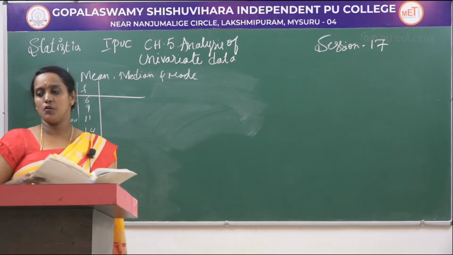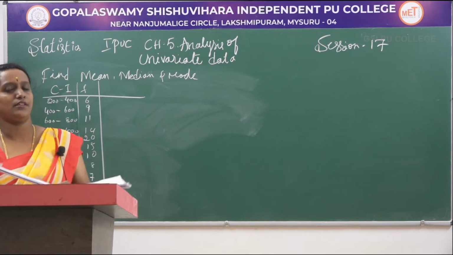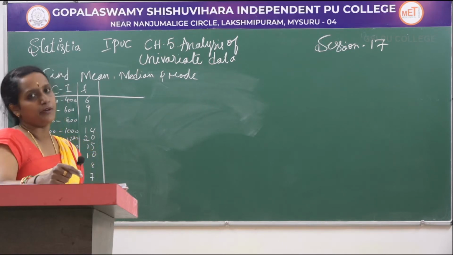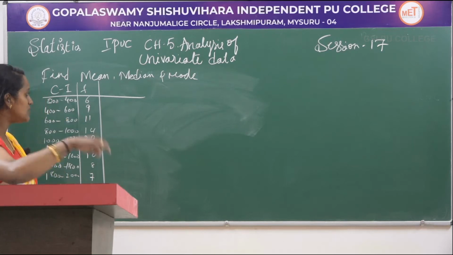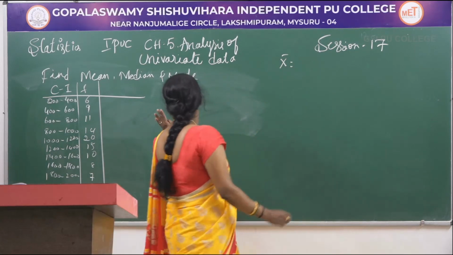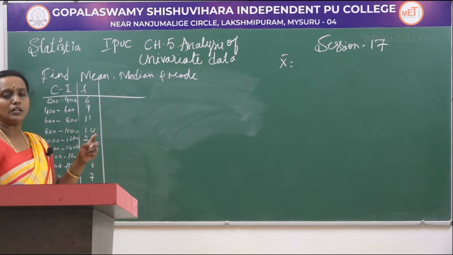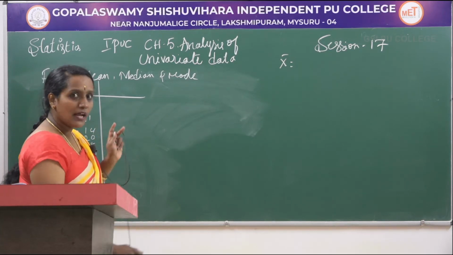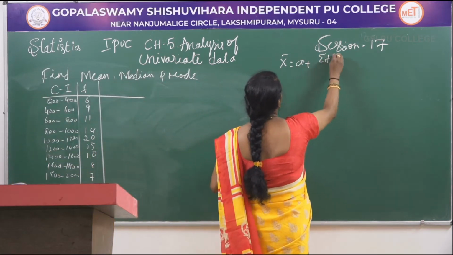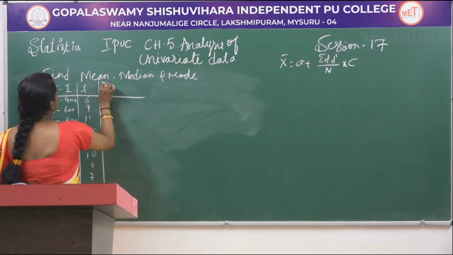For this data, we have to calculate all three types of averages, that is mean, median and mode. Let's solve one by one. First we start with the mean. To calculate the mean value, that is x bar, here we are having class interval problem. For this we will go to shortcut method. The formula to find x bar in shortcut method is a plus summation of f d dash divided by n into c.